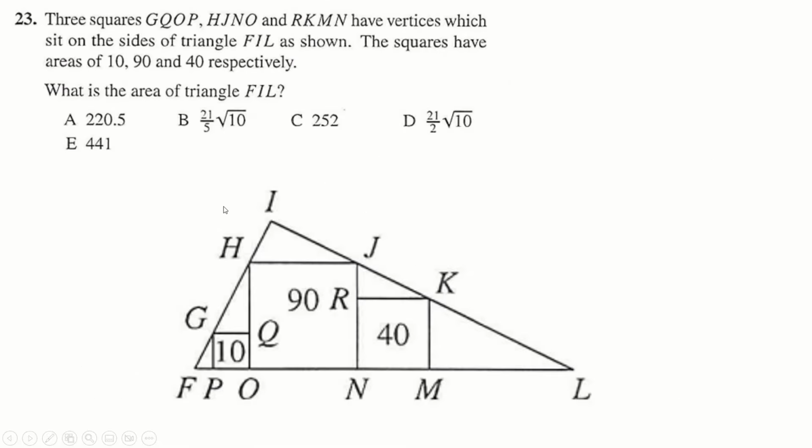Good. Question 23. So this area is 90, which means the sides are root 90, which you can simplify to be 9 times 10, so it's 3 root 10. This is root 10, which makes this length 2 root 10 by doing 3 root 10 minus root 10.